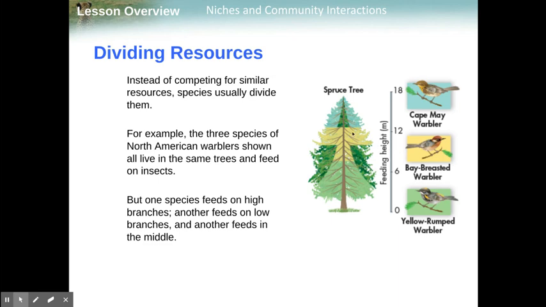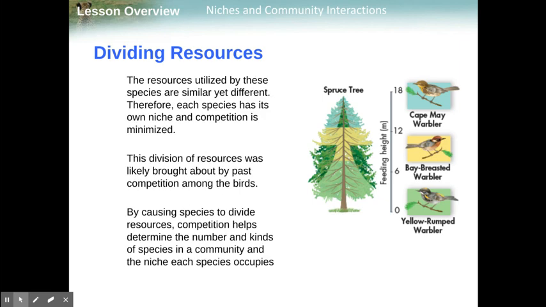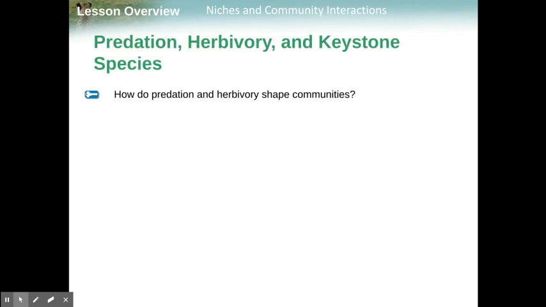Now, does that mean that we have a clear, solid line like we see represented right here, where the Cape May and the bay-breasted suddenly don't compete? No, there is a little bit of overlap, but not significant enough to where we have competition directly affecting both of them. And the same can be said for the yellow-rumped and the bay-breasted right here. There is only a slight bit of overlap, but not enough to be considered competition. So the resources utilized by these are similar, yet different. Therefore, they each have their own niche, and competition is minimized.